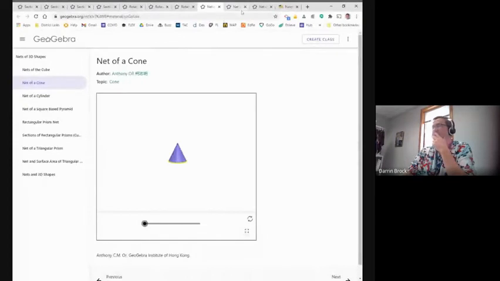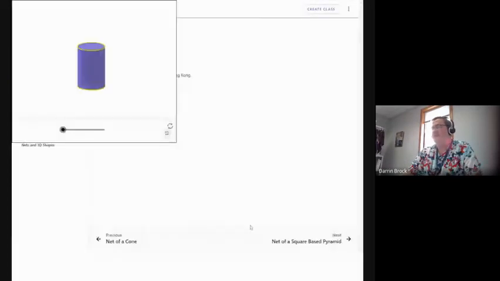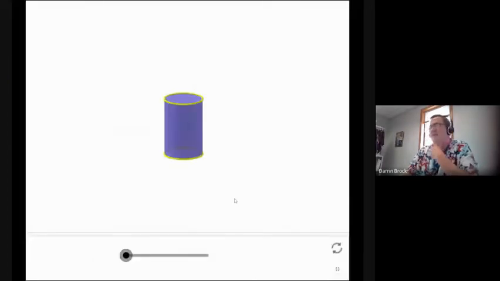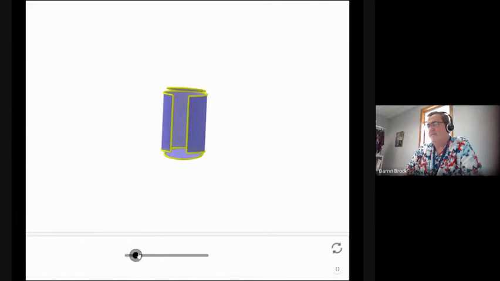All right, let's look at a different shape. All right, let's look at a cylinder. So if we take the cylinder part, and I said, all right, I want you to make a cylinder now on your piece of paper. So draw the shape and cut it out. Let's take it apart, see what the cylinder is going to look like.